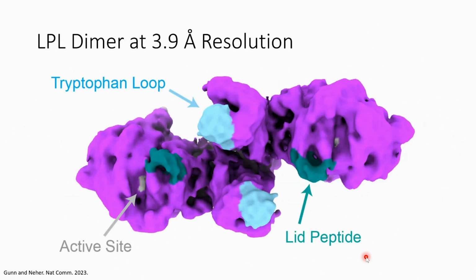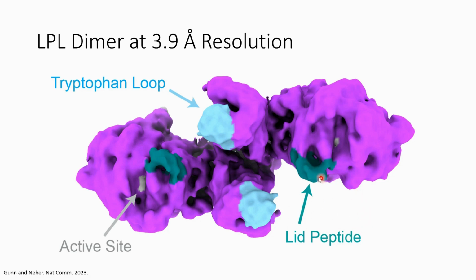So this is another look at the structure, but I've changed the thresholding so that we can look at the lower resolution data. So this is the data that we didn't resolve at high resolution because, generally speaking, it's mobile, or it's not staying in one place to allow us to actually resolve it. And the reason I wanted to show you this is that what you can see here is a density appearing, which I've colored in aqua, which is for the lid peptide. And for people who study LPL, this would be very exciting, but let me explain to you why.